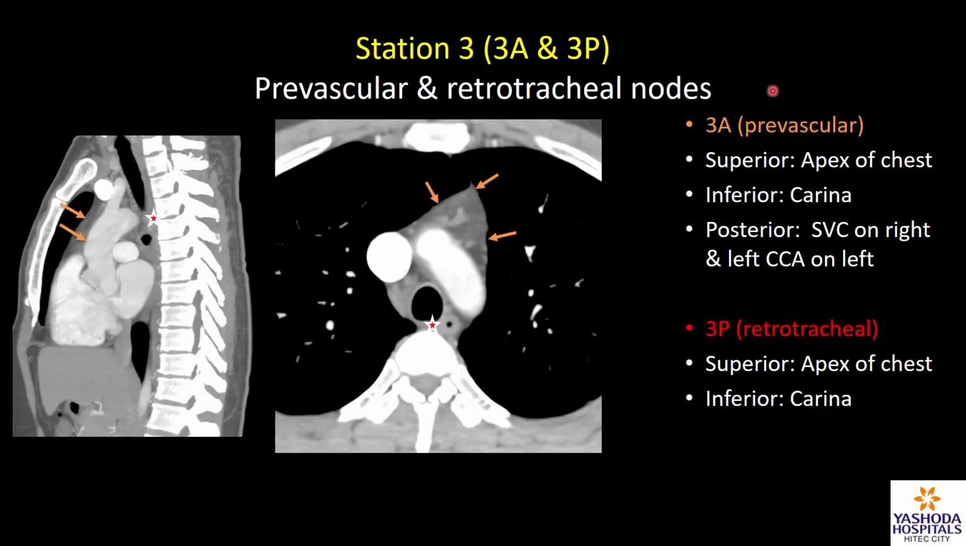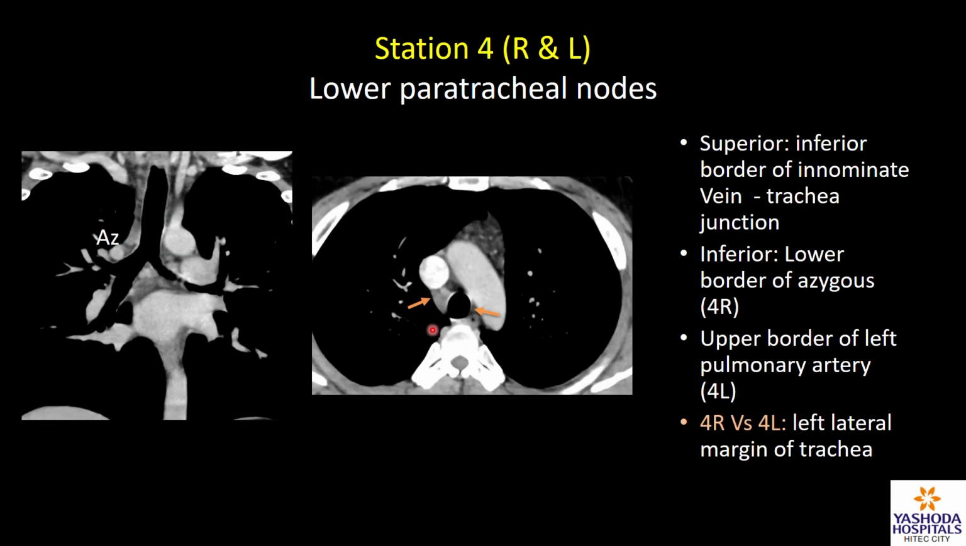Now coming to station 3, the prevascular nodes, which are anteriorly located behind the posterior border of the sternum. Superiorly they are bordered by the apex of the lung, and inferiorly they extend up to the carina. Anteriorly are the prevascular nodes; on the left side they are bordered posteriorly by the carotid artery, and on the right side by the SVC. The retrotracheal nodes are posterior to the trachea. They extend from the apex of the lung to the level of the carina: the 3A and the 3P.